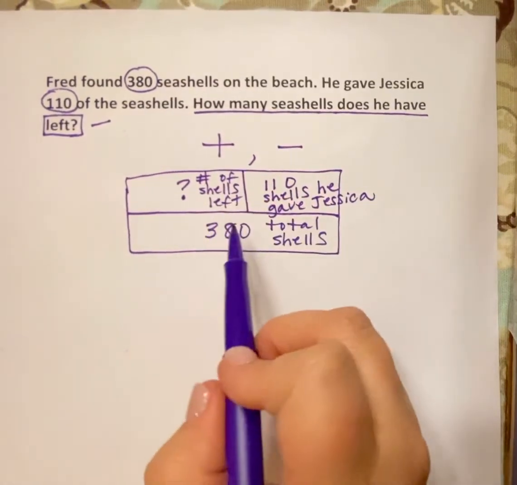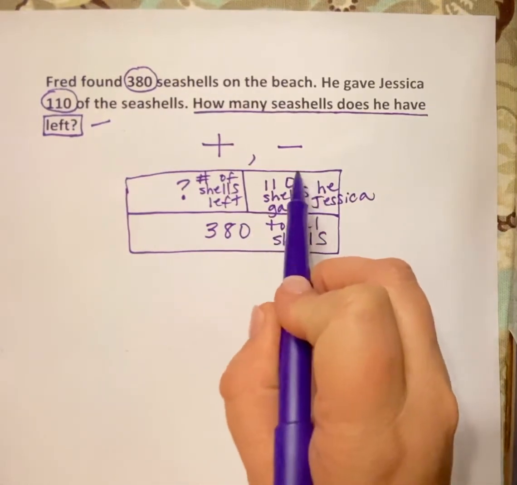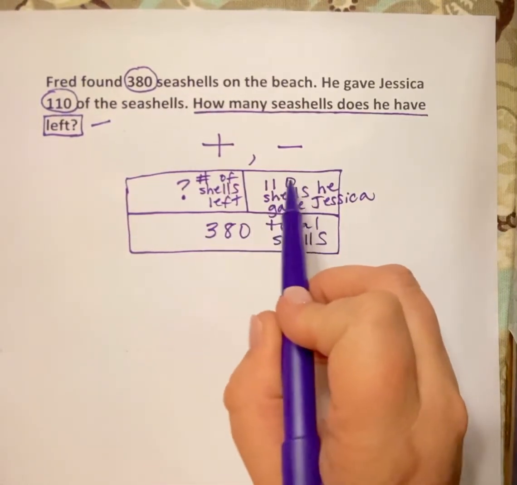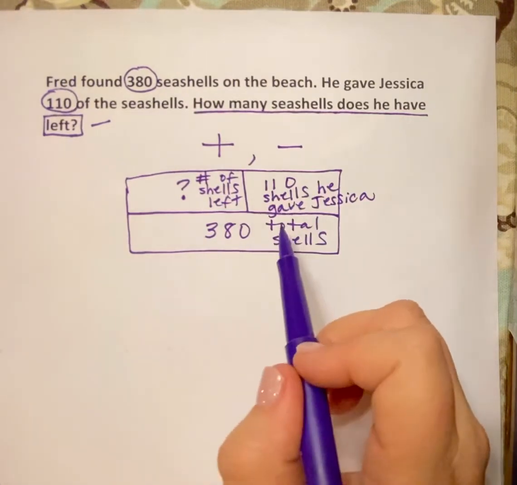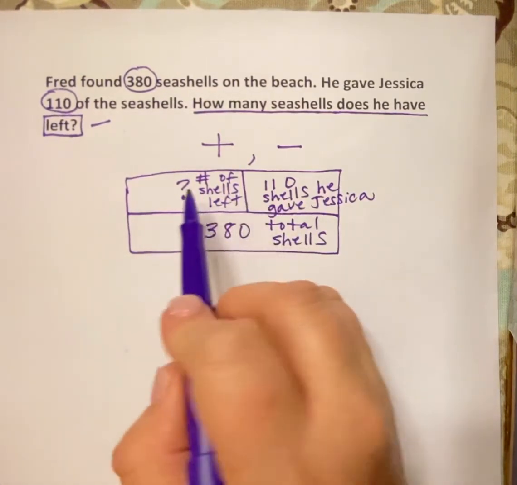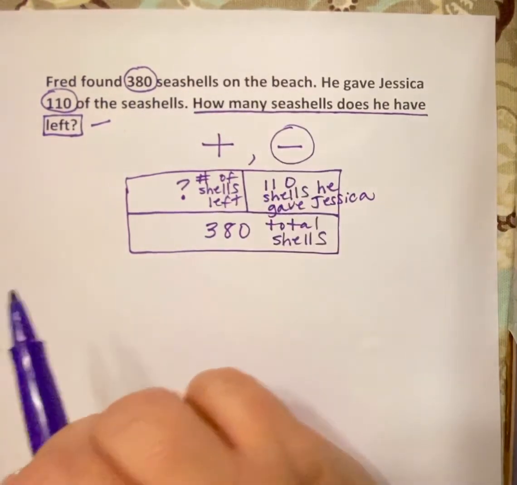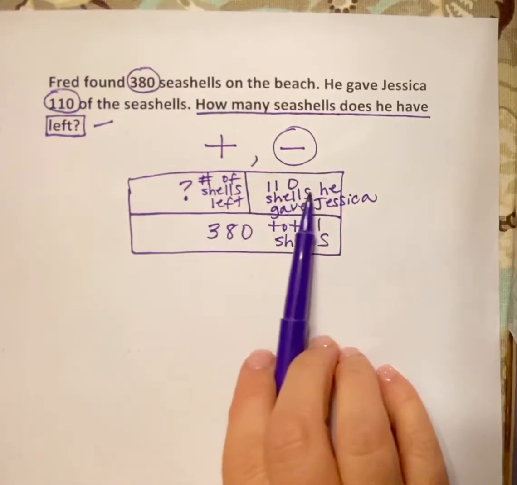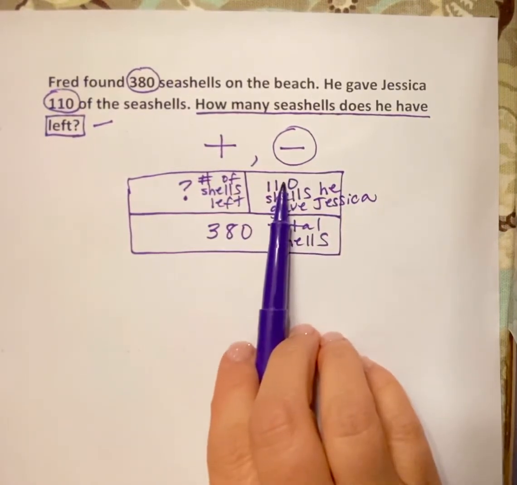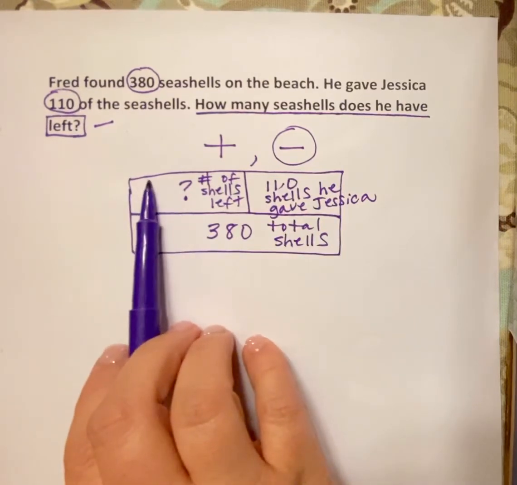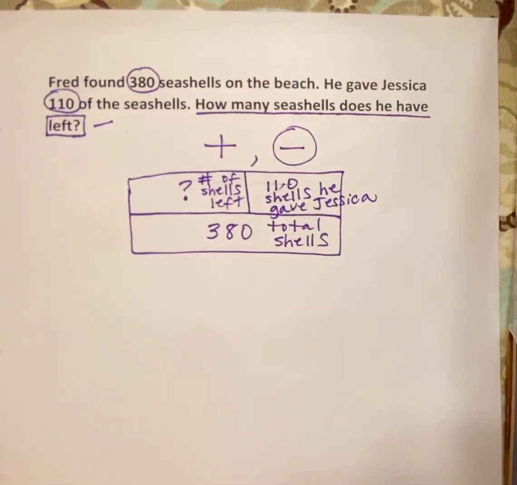I don't know that. So I have my total shells. I know that he no longer has 380 because he gave 110 to Jessica. So I need to find out how many Fred has left. I'm missing a part. This tells me that I need to subtract, because all of this needs to equal all of this. When I subtract those two numbers, that will give me the difference here, so that number plus this number will equal 380. We're not worried about solving it today. We're just trying to figure out what operation, adding or subtracting, and then representing it. So we've identified it is subtraction.